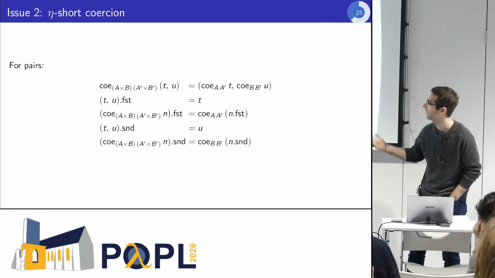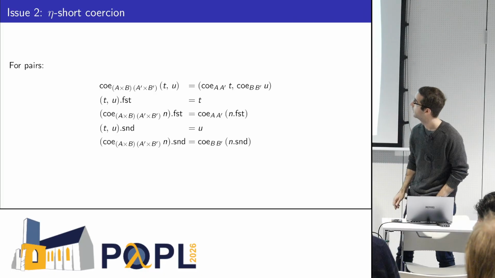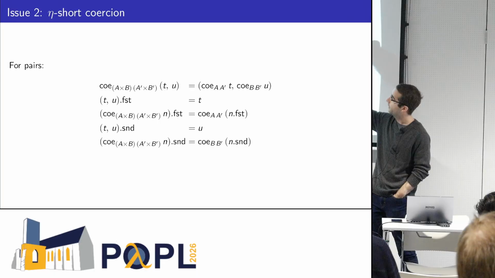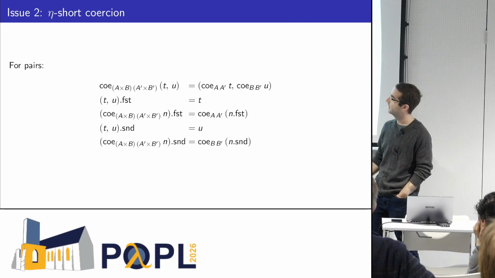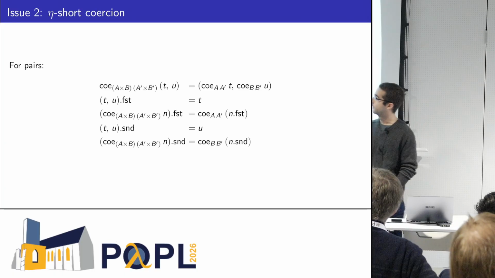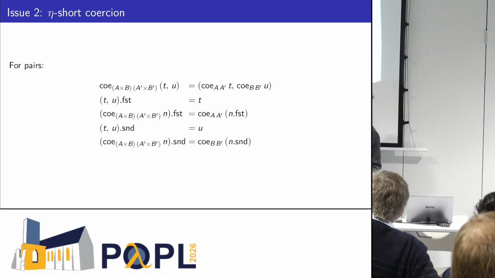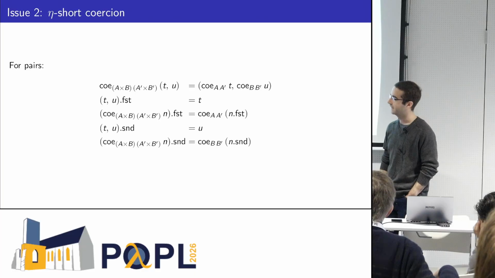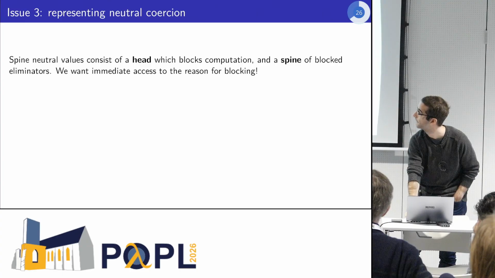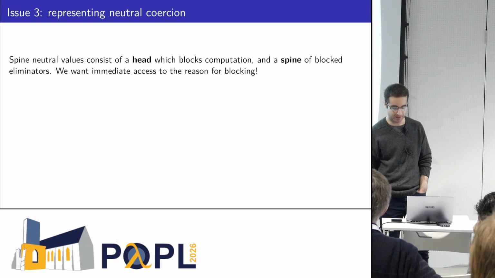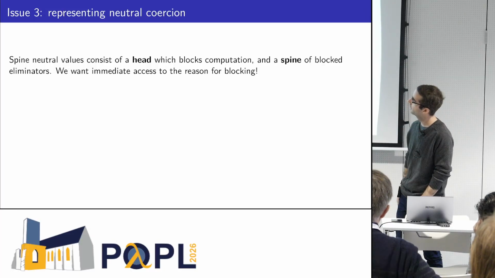Okay, and then we have pretty much the same thing for pairs. If you coerce a pair, you get a pair. Then we have FST and SND in some kind of postfix form. So we have to explicitly check that when we are projecting a coerced neutral, then it has to compute to a coercion. Okay, issue 3. So how do we actually represent coercion?